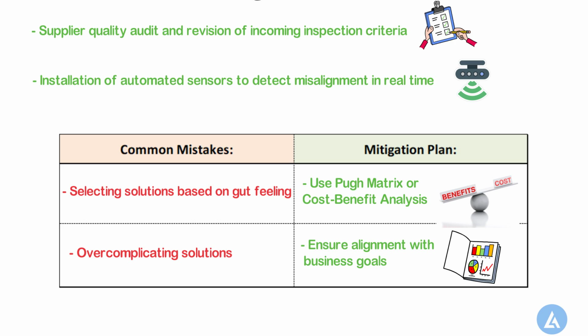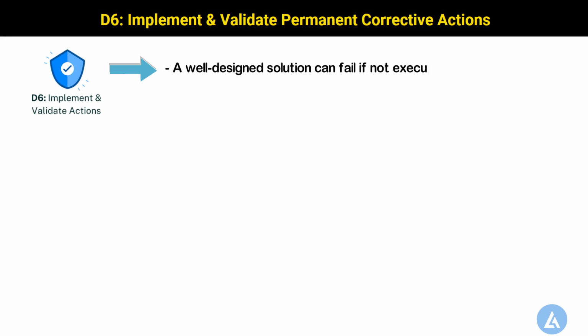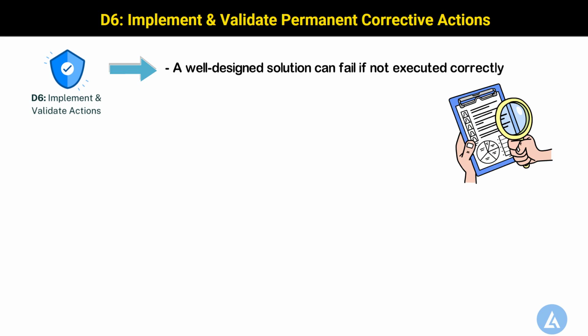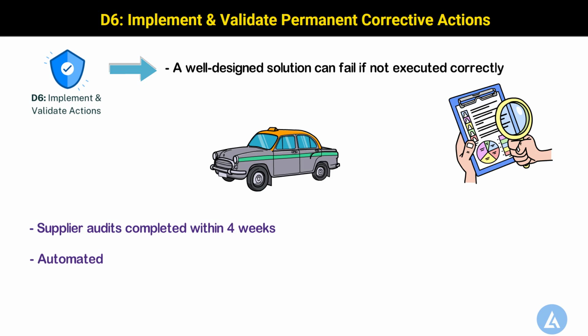After developing the permanent corrective action, now it's time to go to the next step, which is D6, implement and validate permanent corrective action. Why is this step important? Even a well-designed solution can fail if not executed correctly. Validating the corrective actions ensures they work as expected. In the example that we have initiated, we can have an implementation plan like supplier audits completed within 4 weeks and automated sensors installed in 6 weeks.